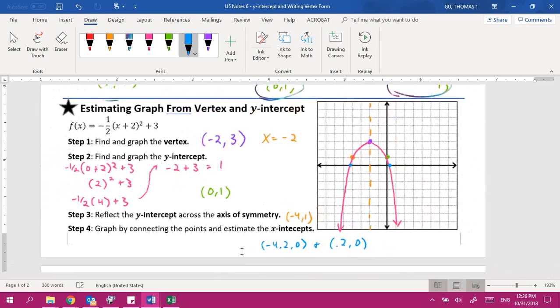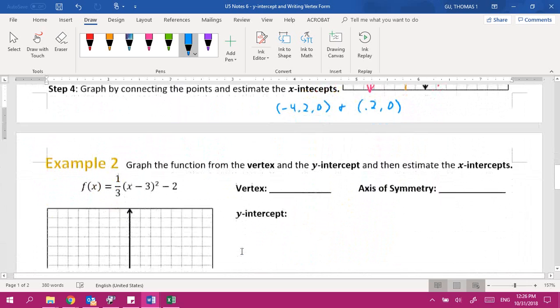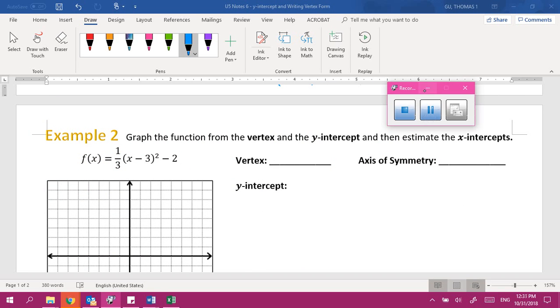All right, so now go to the back side then, and I want you to try one of these all on your own. All right, let's check our answers.